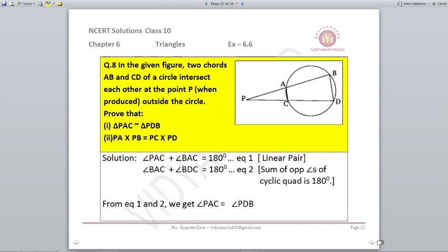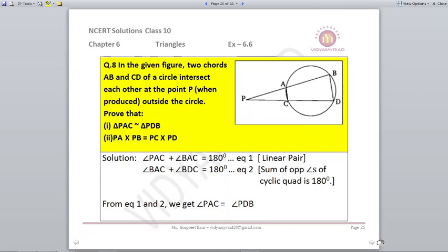Next, in the given figure, two chords AB and CD of a circle intersect each other at the point P when produced outside the circle. Prove that triangle PAC is similar to triangle PDB. So, smaller triangle and bigger triangle.